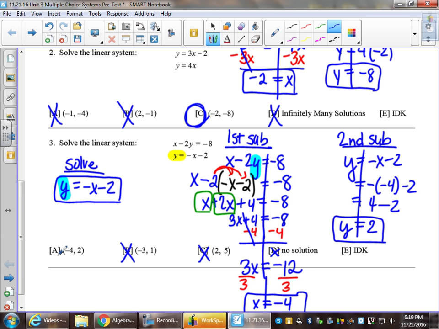It could also be that with process of elimination, you narrow it down to two choices, like this is negative 4 comma 2, and maybe this was negative 4 comma something else, and then your second sub would determine which is the right answer.